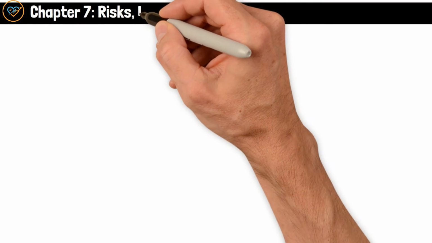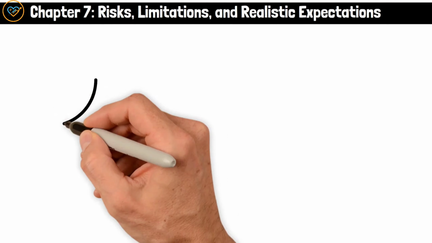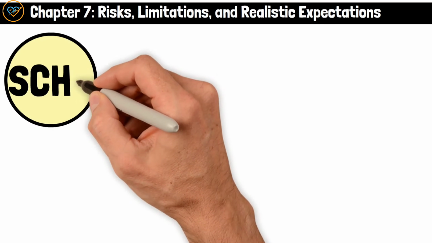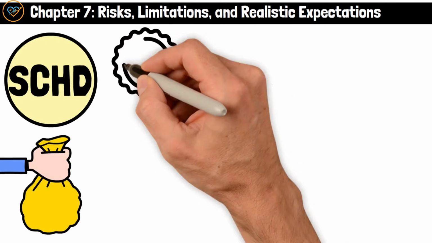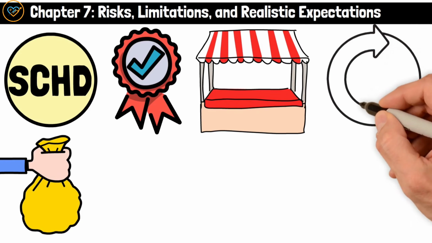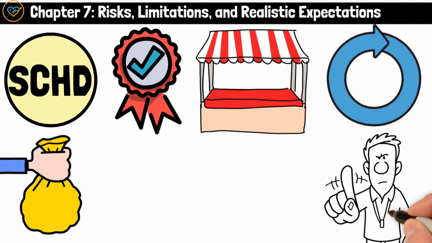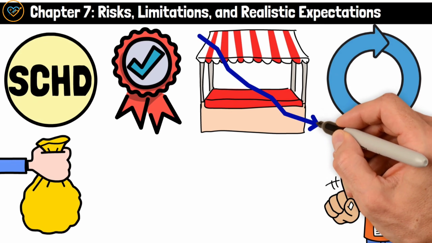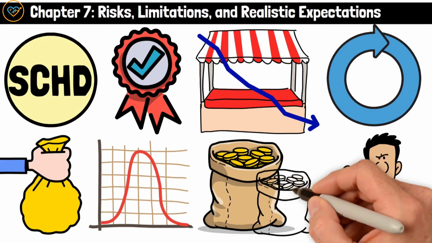Chapter 7: Risks, Limitations, and Realistic Expectations. Before wrapping this up, we need balance. SCHD carries risk. All equity investments do. There will be periods of underperformance, especially when markets reward speculation. That has happened before, and it can happen again. Reconstitution does not eliminate drawdowns. It does not protect against market-wide declines. Price volatility still exists. Dividend growth can also slow.